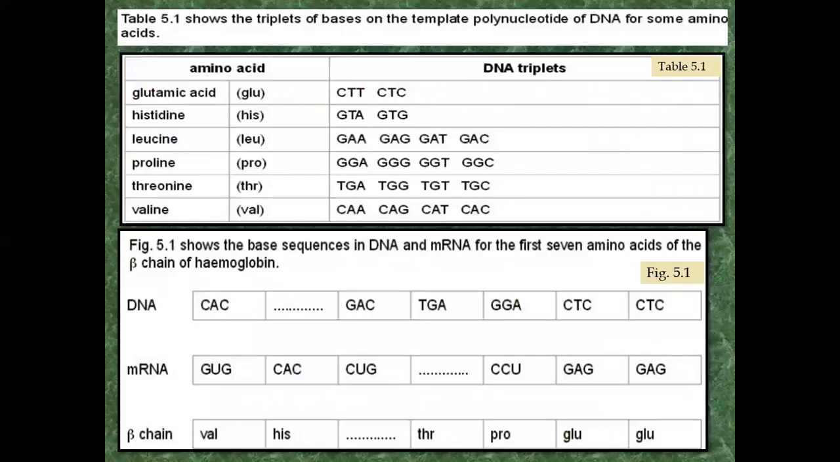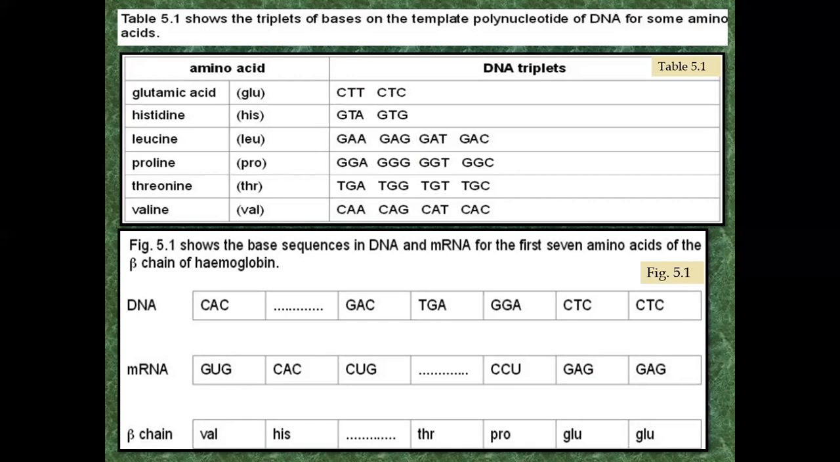Second, we're going to proceed to the last question here. This type of structured question might be possible. For example, table 5.1 shows the triplets of the bases on the template of a polypeptide of the DNA for some amino acids. In the table 5.1, the amino acid sequence is there, and the DNA triplet codons are being mentioned.